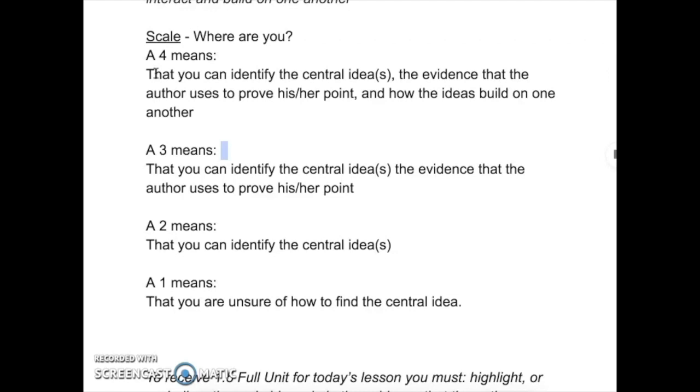And a 1 means you are unsure of how to find the central idea of the text, which is okay. Please tell me if that's the case. That is quite helpful because it tells me what I can do differently as I'm working through the article, talking through it with you. Maybe I need to point out quotes. Maybe I need to talk about main idea building moves that the author makes. So know this. This 4-3-2-1 is a bit of an assessment of you, but it's just as much or more an assessment of me because it helps me understand how I can better teach this particular skill.